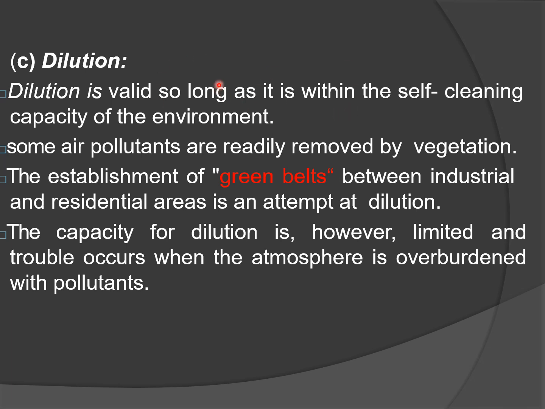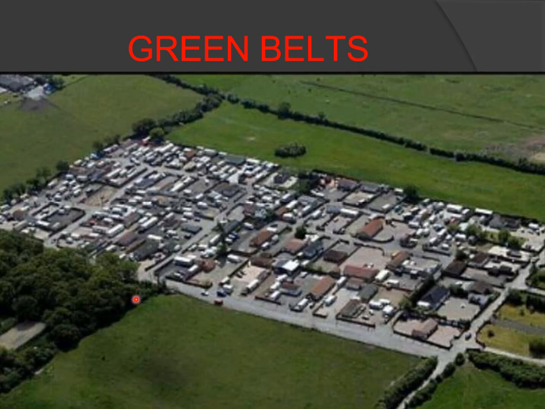Dilution. Dilution is valid so long as it is within the self-cleaning capacity of the environment. Some air pollutants are readily removed by vegetation. The establishment of green belts between industrial and residential areas is an attempt at dilution. The capacity for dilution is, however, limited and trouble occurs when the atmosphere is overburdened with pollutants. So in this diagram, you can see a green belt.